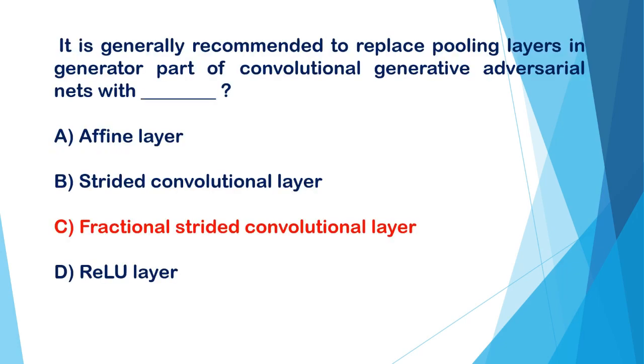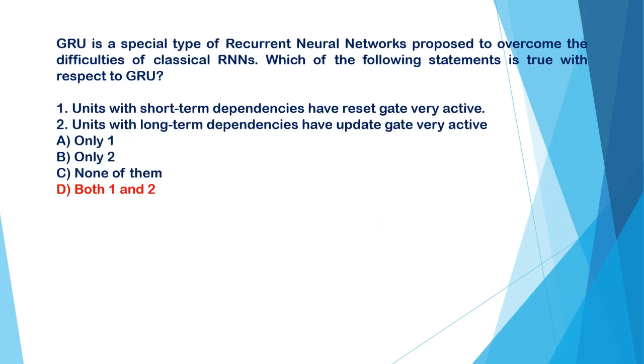RNN layer. It is generally recommended to replace pooling layers in the generator part of a convolutional generative adversarial net with dash. A. Affine layer, B. Stride convolutional layer, C. Fractional stride convolutional layer, D. ReLU layer. And the correct option is C.